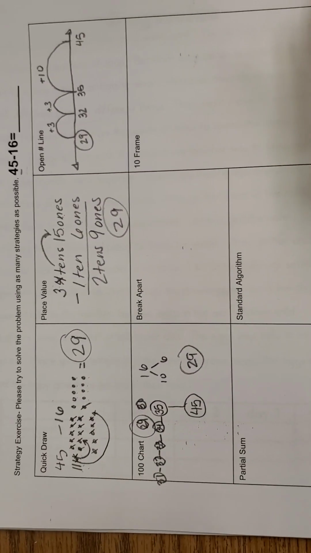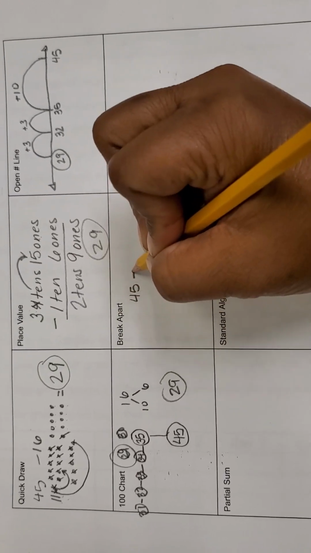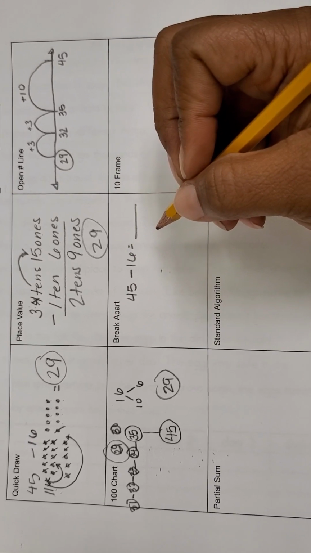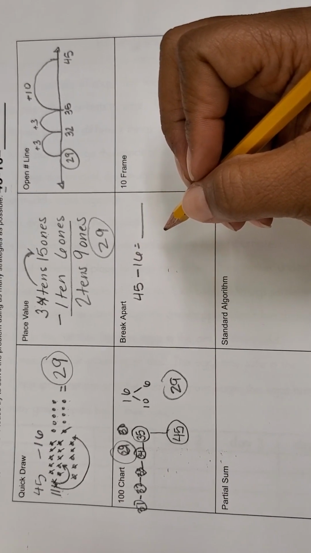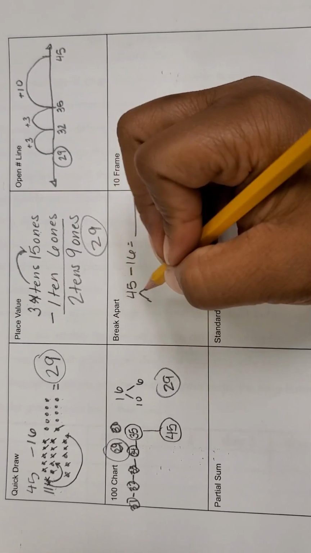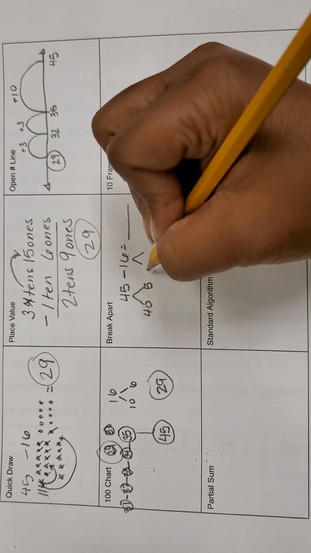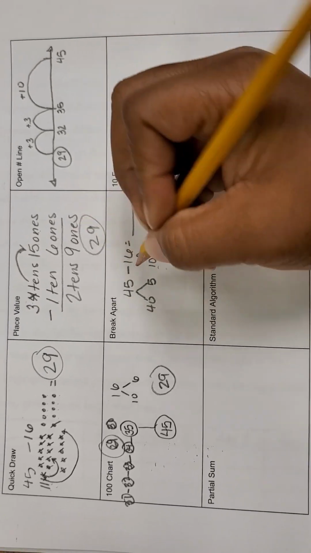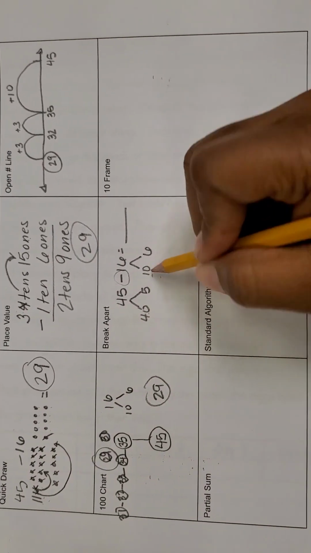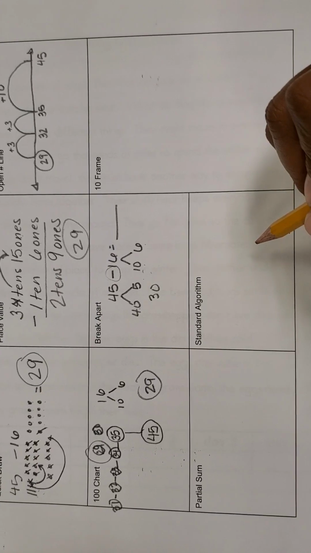All right, using decompose or break apart, we're going to take our number 45 minus 16 equals, we don't know. And then from there, we're going to break this apart into tens and ones. So that's 40 and 5. That is 10 and 6. And we know that we are subtracting. So we would say 40 minus 10 is 30. 5 minus 6, we do not have enough.